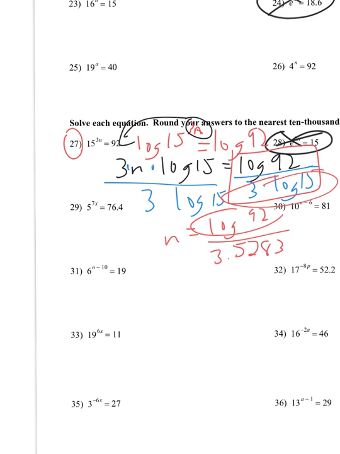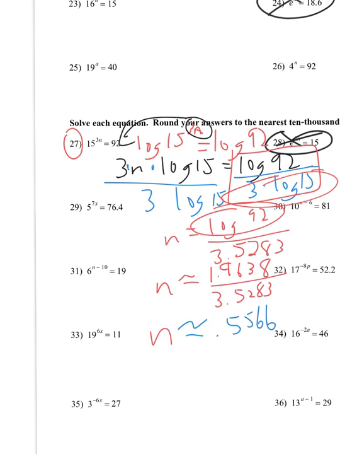Now we're going to take the log of 92, and we're going to divide it by that 3.5283. So I think if you do the log of 92, that's about 1.9638, and we're going to divide that by 3.5283. So when we do this, we go into 4 decimal places on these in-between steps, and we should get about 0.5566 to the nearest 10,000th, which is 4 decimal places.